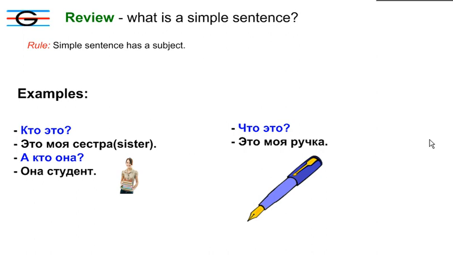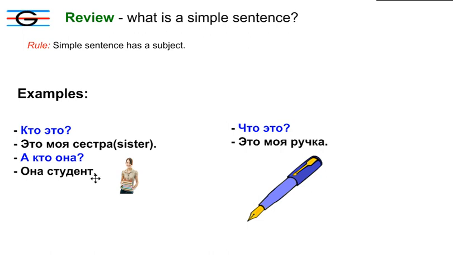Let's review what a simple sentence is. We know, and there are some examples of simple sentences, that a simple sentence has a subject. What are you talking about? So, кто это? Who is that? Это моя сестра. This is my sister. А кто она? Who is she? Она студент. So she is a student.